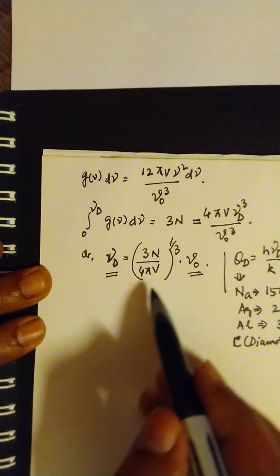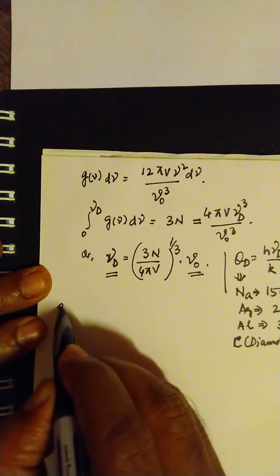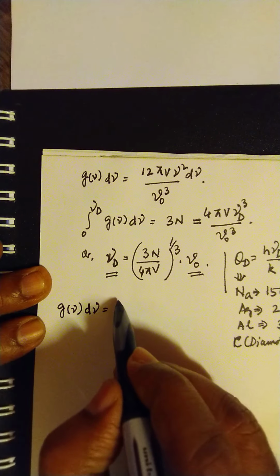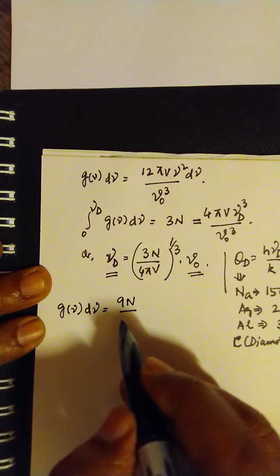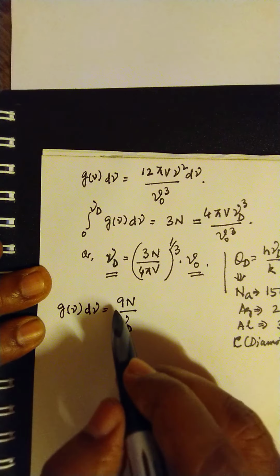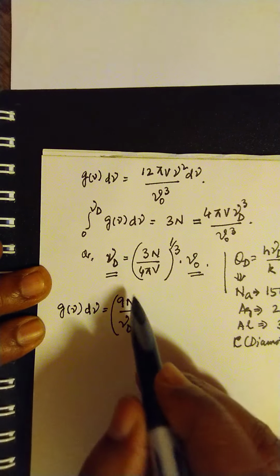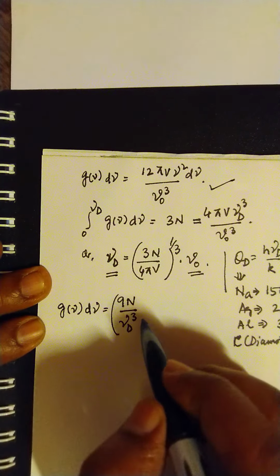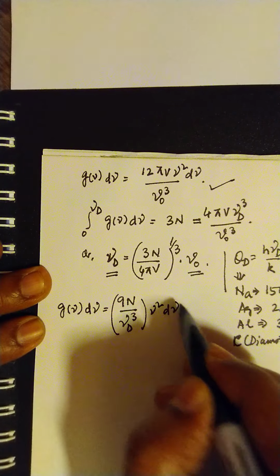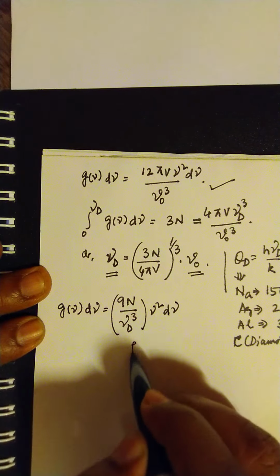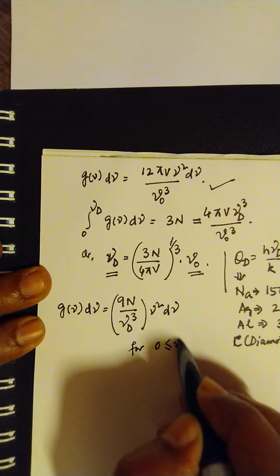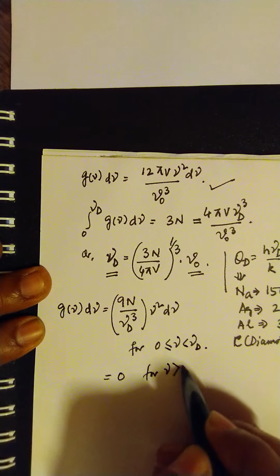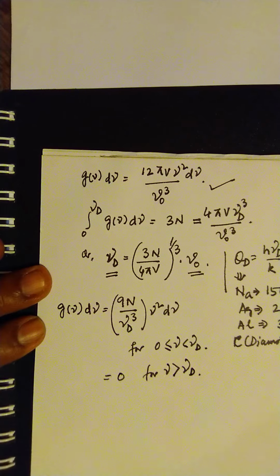Now given this result, we can substitute and make it look a little bit more convenient, expressing it in terms of nu_D cube. That means we can substitute this expression in terms of nu_D, and g(nu) becomes 9N nu square d nu by nu_D cube. This is for 0 to nu_D frequency, and this equals 0 for nu greater than the Debye frequency.